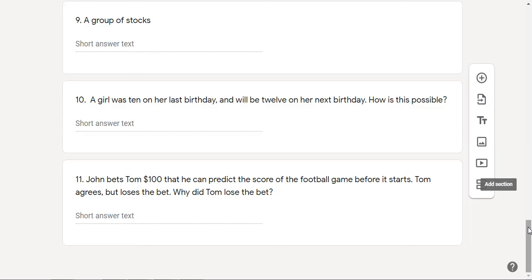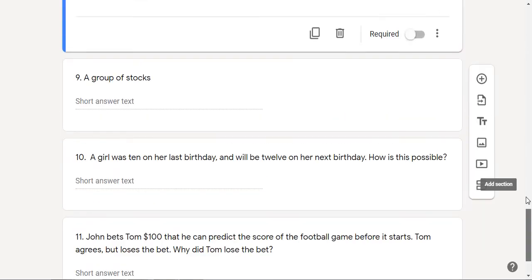John bets Tom $100 he can predict the score of the football game before it starts. Tom agrees, but loses the bet. Why did Tom lose the bet? Because the score before the game starts is 0-0. Oh, yeah, another logic question. Okay, I hope that was enjoyable.